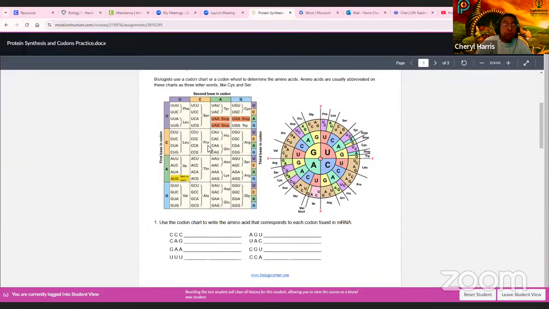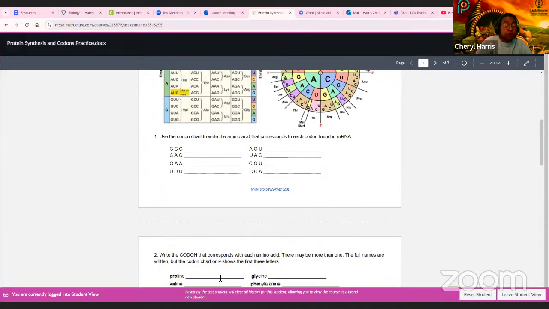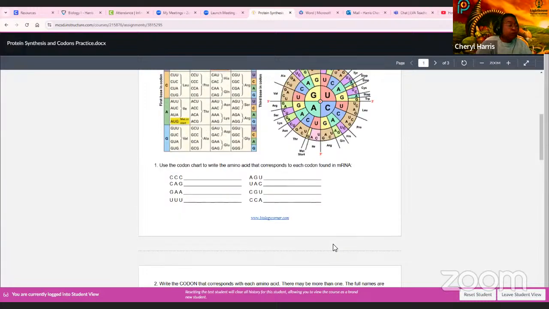But PRO on this chart has 4 different codons. So there's 4 different ways that we can code for that one amino acid. So you were supposed to write all 4 of those on the line. I think 1 or 2 of you, I sent it back because you might have written just 1 or 2. But there's 4 ways to get that particular amino acid.